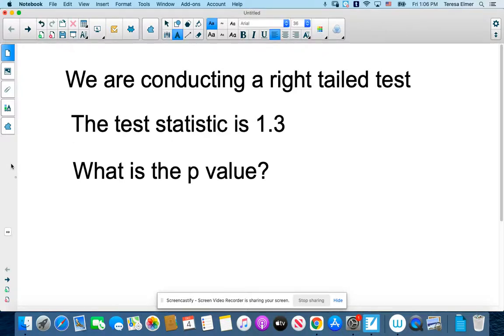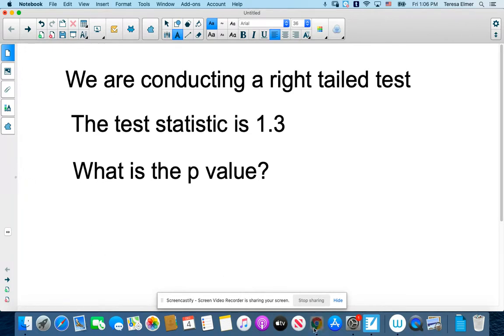Hello, this is a little video that's going to show you how to use GeoGebra to find the area in the tail. So instead of using Desmos, either normal distribution or t-distribution with our min-max, we can use GeoGebra. So let's say we're conducting a right tail test and our test statistic is 1.3.